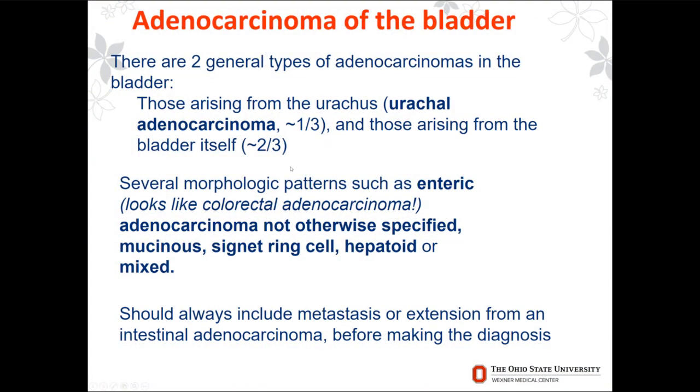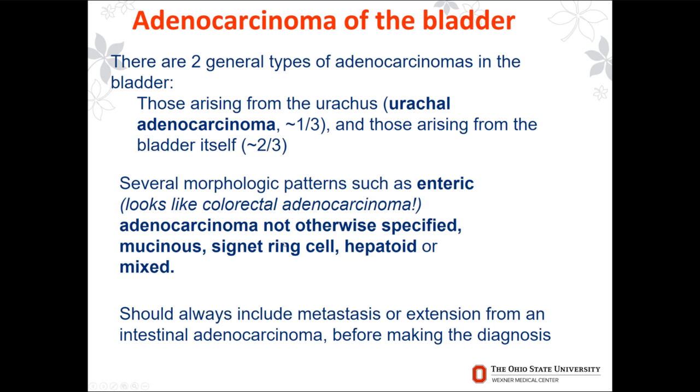Let's talk about the adenocarcinoma of the bladder. There are two general types of adenocarcinomas in the bladder: those which arise from the urachus, which is approximately 1/3, and those arising from the bladder itself, which is approximately 2/3. There are several morphological patterns that you can see, including enteric, but the pattern I most often see is NOS. They can look like anything. They can look like colon cancer, prostate cancer, or signet ring.